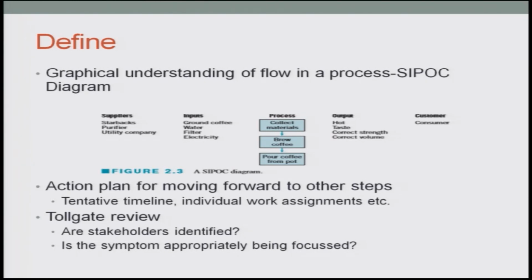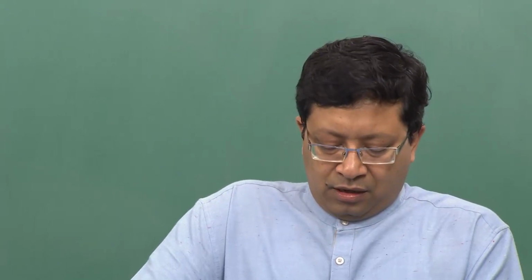So, the output should be hot, tasty, of the correct quality depending on the taste of the customers, and the customers are the consumers who come and buy the product or the service. Again, this diagram, as I am mentioning, has been taken from Montgomery.